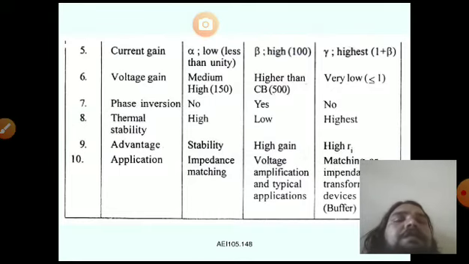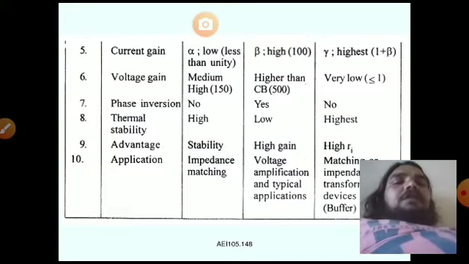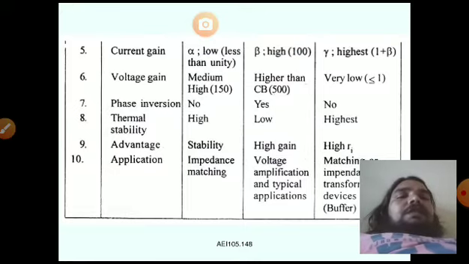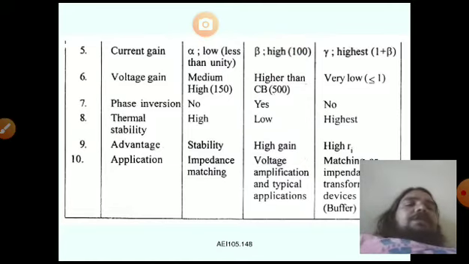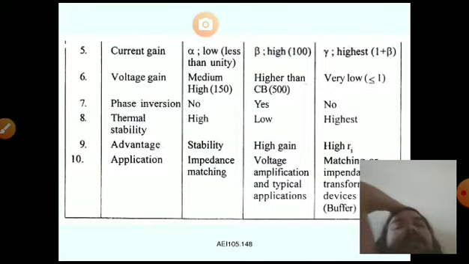Next, seventh factor is phase inversion. Phase inversion in common base configuration is no. Next, phase inversion in common emitter configuration is yes, and phase inversion in common collector configuration is no.